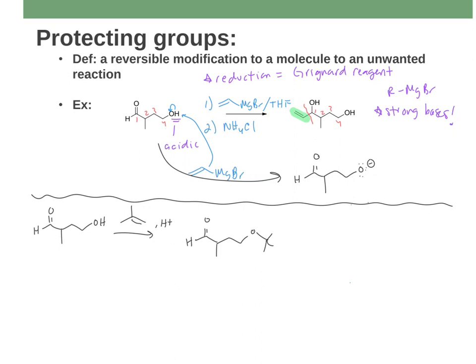So now I no longer have that protic hydrogen, so I don't need to worry about how strong my Grignard reagent is. So then I'll go ahead and add my Grignard reagent. Now the only thing it can do is attack that carbonyl. So there's no acid-base reaction to occur, so it'll attack the carbonyl to give me that as the next product.